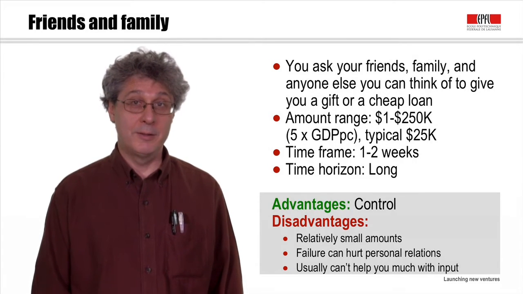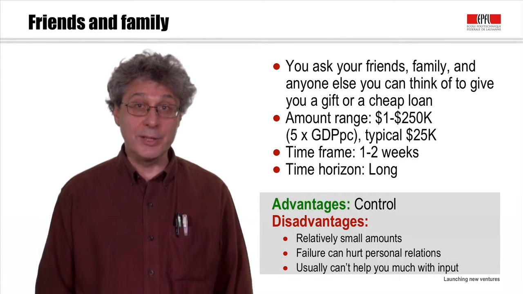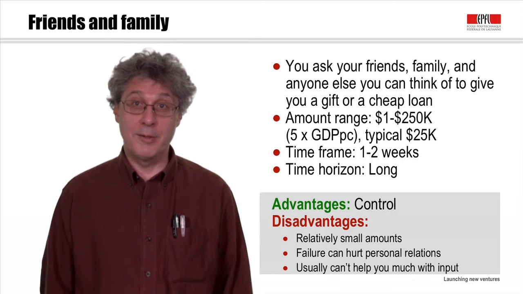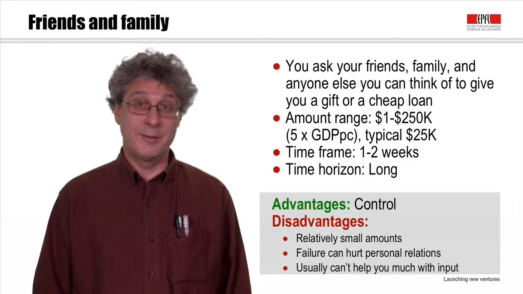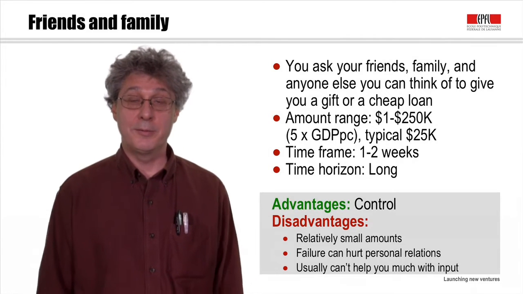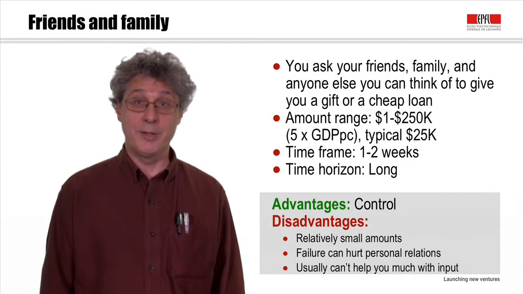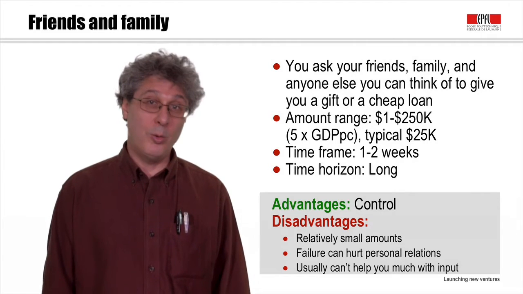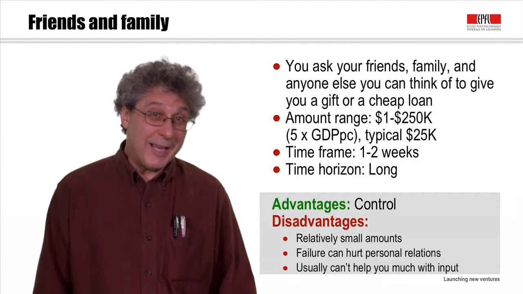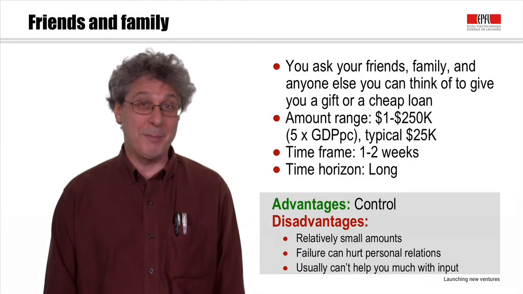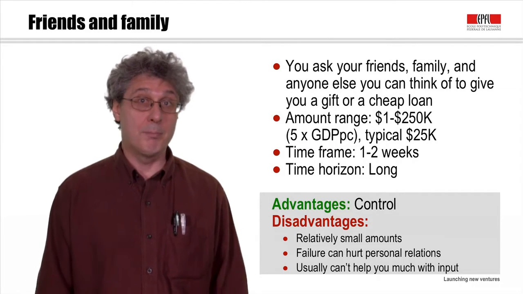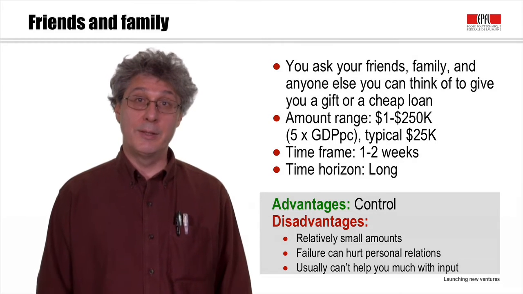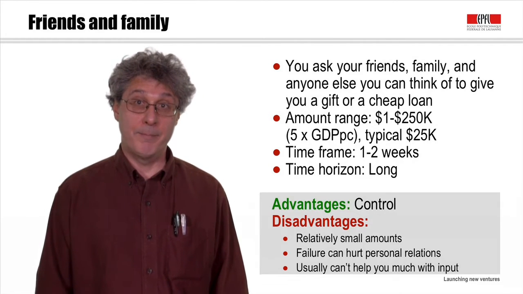Okay, let's talk about friends and family now. This is where you ask your Aunt Matilda or your grandmother or any of your friends or other loved ones or anyone else that you can think of to basically give you a gift, to give you money. Or if you can't get them to give you money, maybe you could get them to lend you money at a very reasonable interest rate. So some kind of below market, cheap loan interest rate.